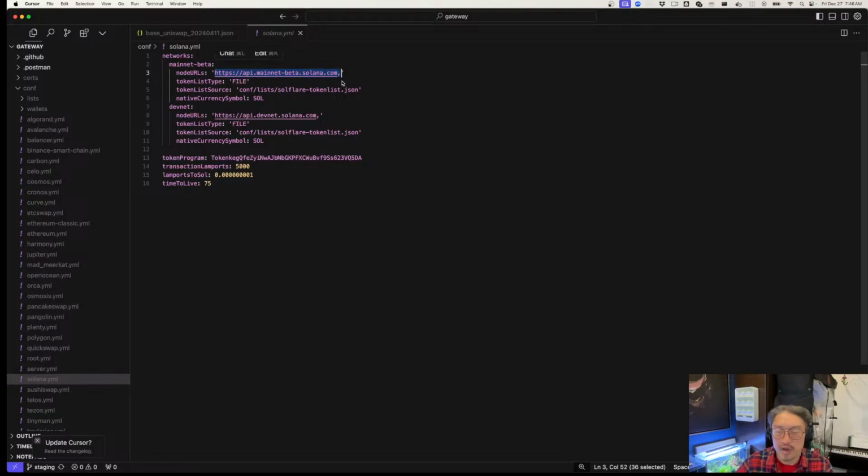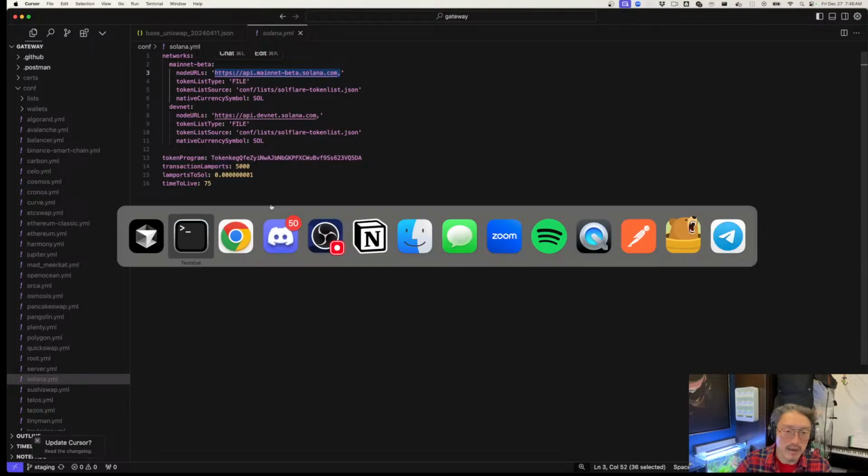You could use this, but if you're going to run an arbitrage bot that constantly pings the node, checking prices on a second-by-second basis, you're probably going to hit rate limits using this public node pretty soon. So instead, I'm going to use my Solana node.